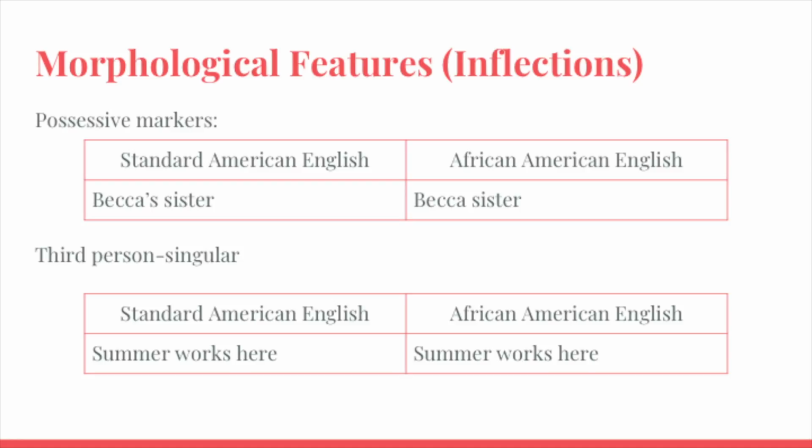The third person singular has no obligatory morphological ending in AAE, so "Summer works here" is expressed as "Summer work here."